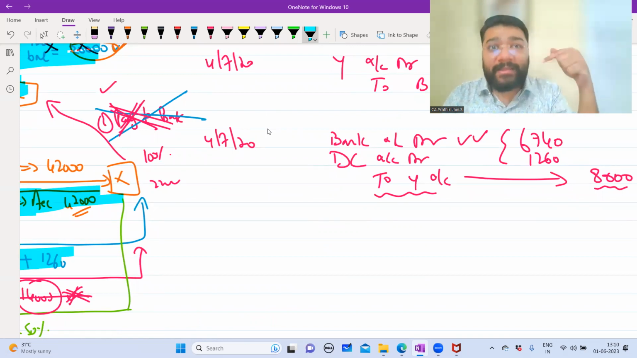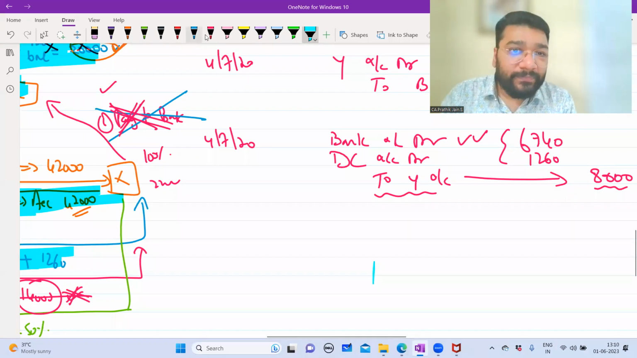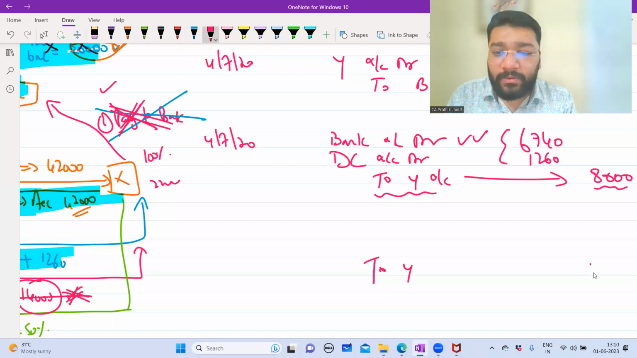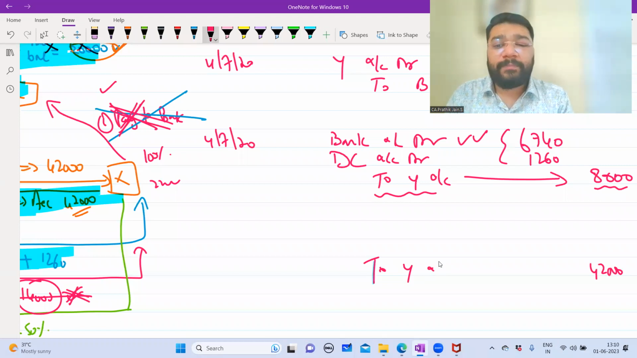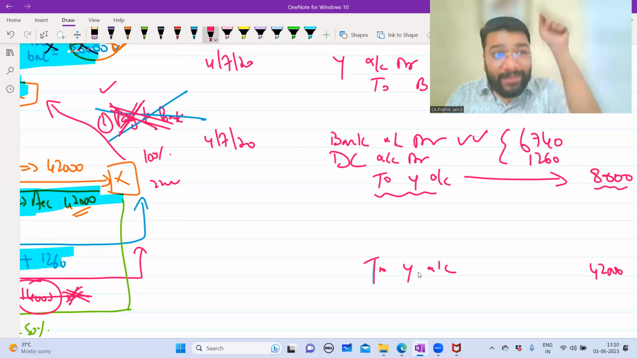So I need to remember that anything I have to pay in future, I need to create a liability in that person's account. So it will be to Y, how much? 42,000. What will you debit? You are giving this money to Y later, that is future. But originally this money was supposed to be given to whom? The banker, who is having the bill.